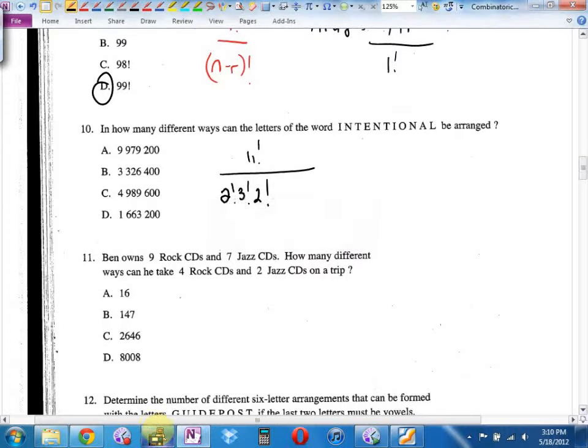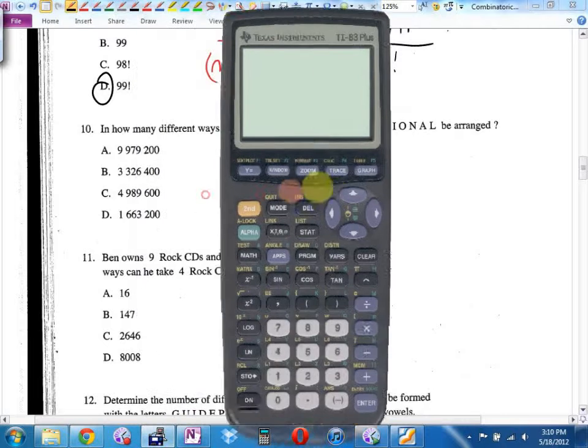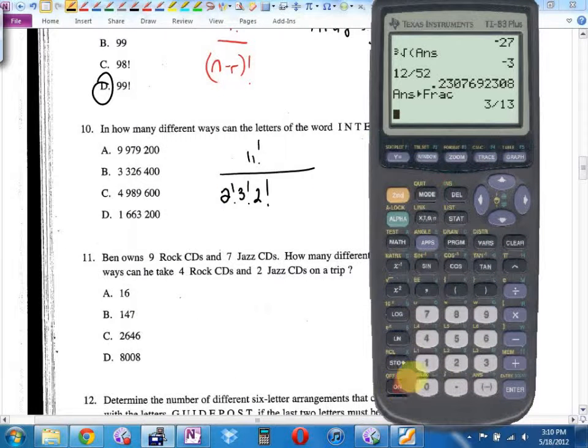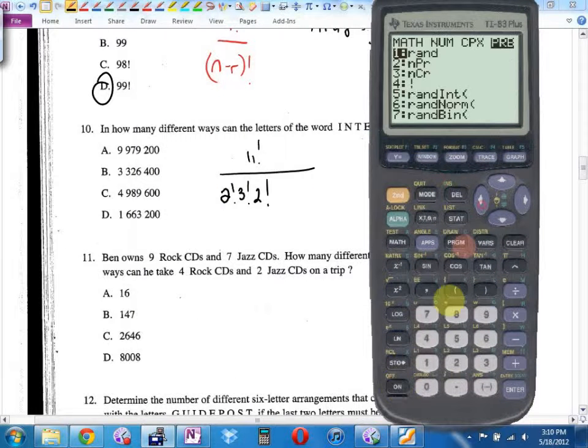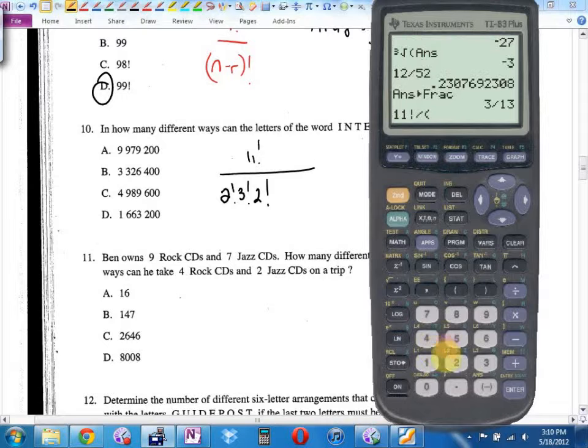Now, because I'm in a rush, of course, and it's a test, and I have some confidence in my abilities, I would go 11 factorial divided by, but I would go 2 times 6 times 2.